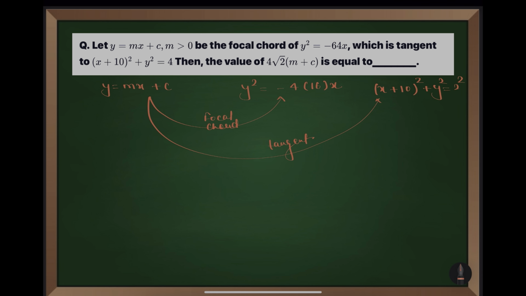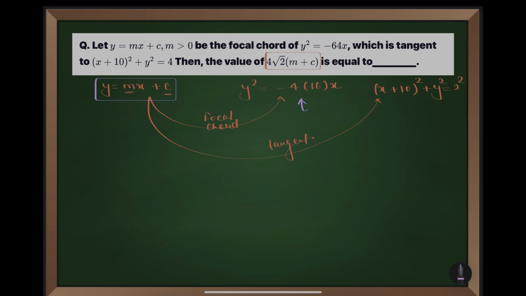Okay, so they have provided you two equations, as we have two variables m and c. So you have to find the value of m and c, and later you have to calculate the value of this expression, and then you can mark the answer. Okay, now let's try to solve this question. So first, you know that your straight line is a focal chord to the given curve. So if it is a focal chord, it will pass through the focus.